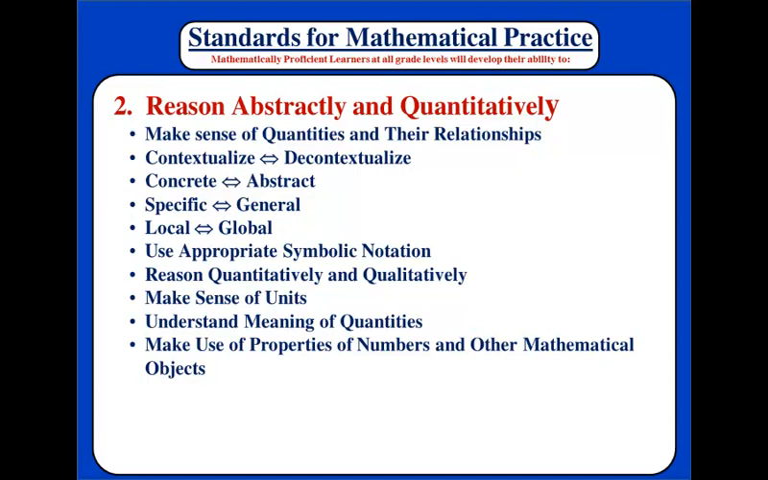And so we want to find and make use of properties of numbers and other kinds of mathematical objects and see what kind of properties they have and use those properties to help us reason mathematically. So we want to be able to reason on an abstract level and a more concrete level as well.